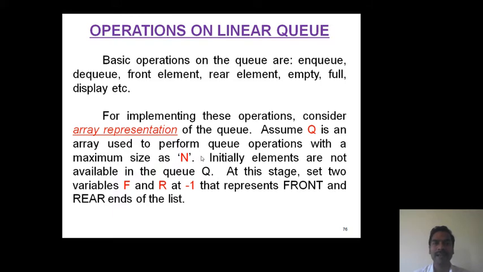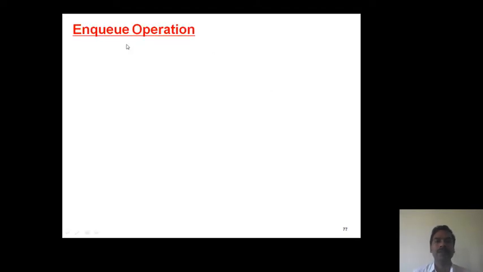Initially elements are not available in the queue. So at this stage we consider two variables f and r that represent the front and rear ends of the list. Both are set at -1. Now these are the initial assumptions. Now let us see these operations one by one.